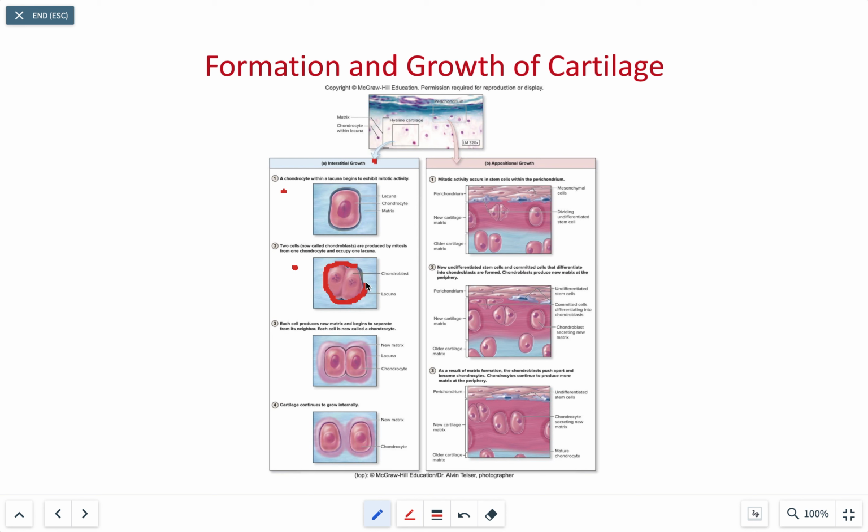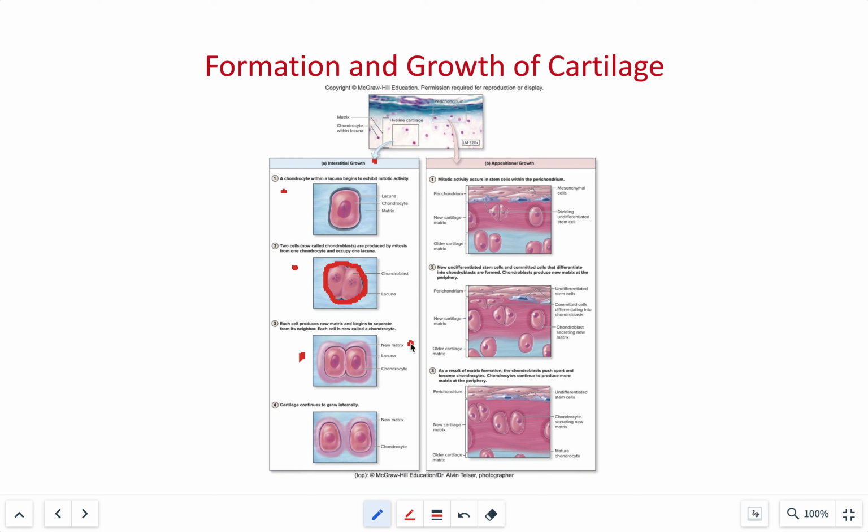So we see a chondrocyte in step 1 begins the division inside of its own individual lacunae, and then we consider this chondrocyte now to be called a chondroblast. What we're going to see in step number 3 is the secretion of a new matrix. That's the most important aspect in step number 3.